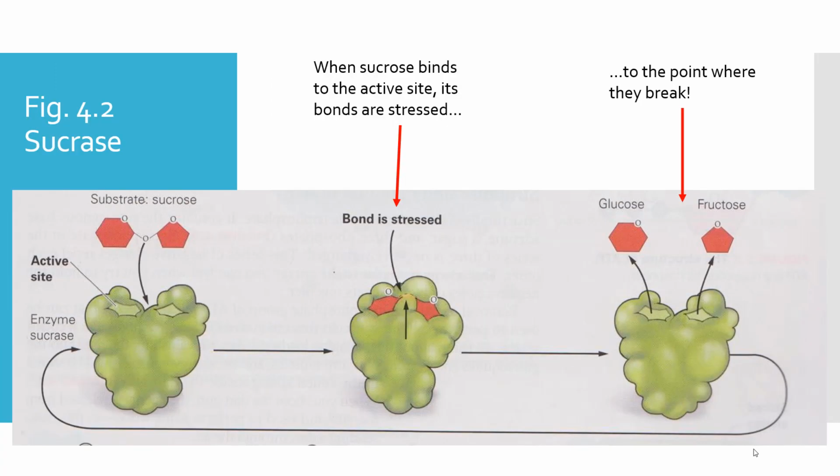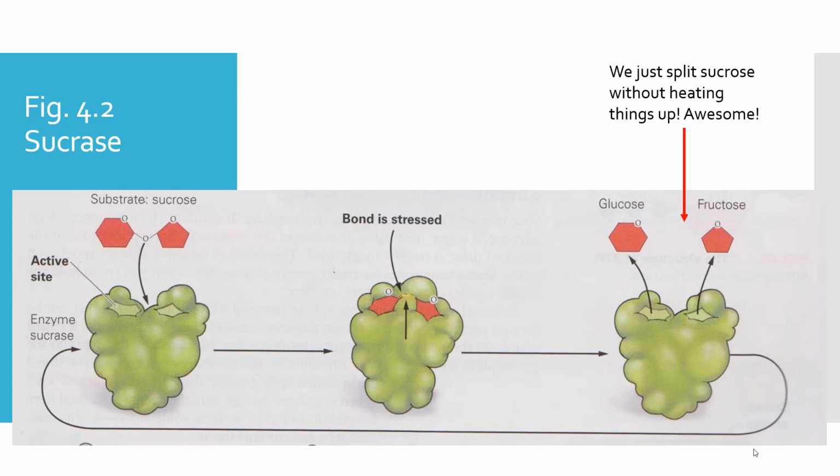Now, when the sucrose binds to this active site, the bonds in the sucrose get stressed. When the bonds in the sucrose get stressed, they break apart. When they break apart, that releases the energy. That was the goal all along. But instead of having to add heat to break those bonds apart, we just use this enzyme, and this enzyme stressed those bonds until they broke apart. And it took much less energy to break those bonds than if we'd have just heated it up. That's the advantage of using an enzyme. So we just split sucrose up and harvested its energy without heating things up. That's what we needed to do.